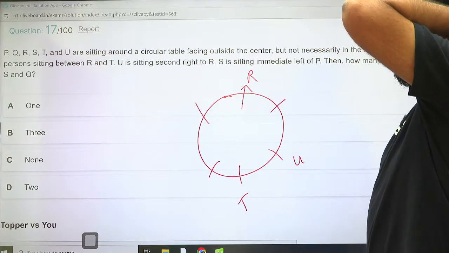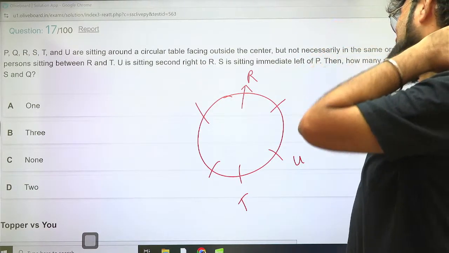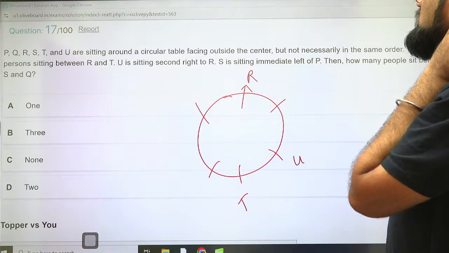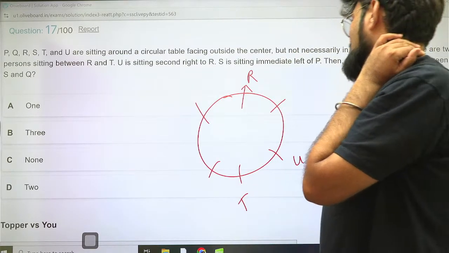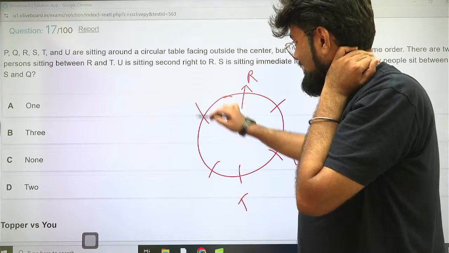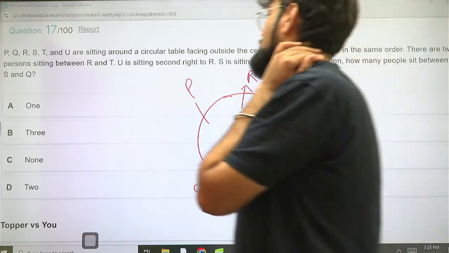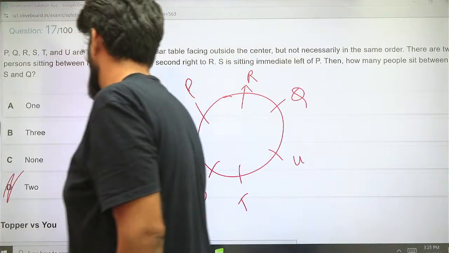Okay. See, S and Q can be anywhere out of these 3. S is sitting immediate left of P, so it has to be here only, there is no other option. Q has to be here, so it is 2. People between S and Q is 2. Option D.